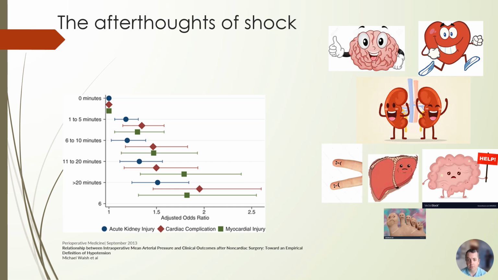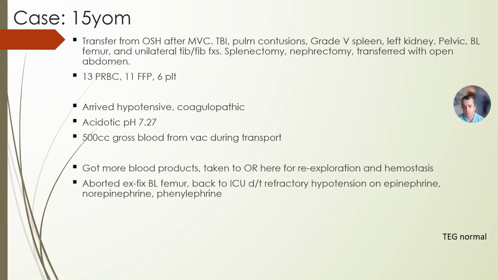And that's what I mean by afterthoughts of shock. And here's a little case study. A 15-year-old transferred from a referring hospital where they've already performed a splenectomy and nephrectomy following an MVC. They've transferred him to you with an open abdomen after massively transfusing him. When he arrives, he's hypotensive, coagulopathic, and putting out gross blood from the vac.